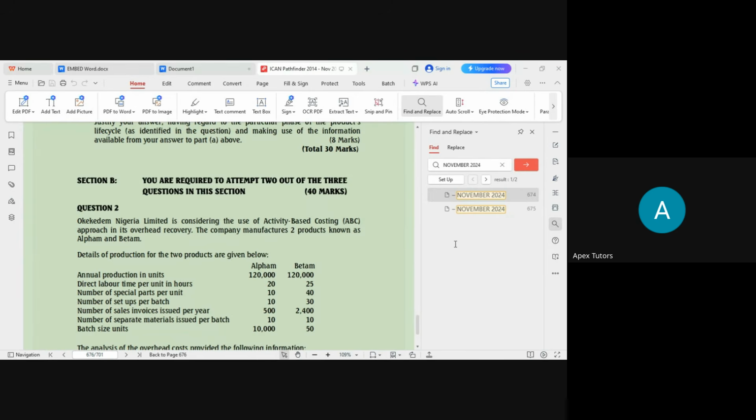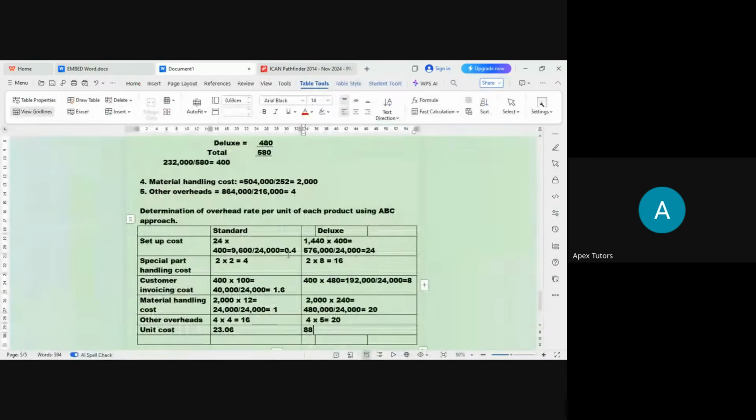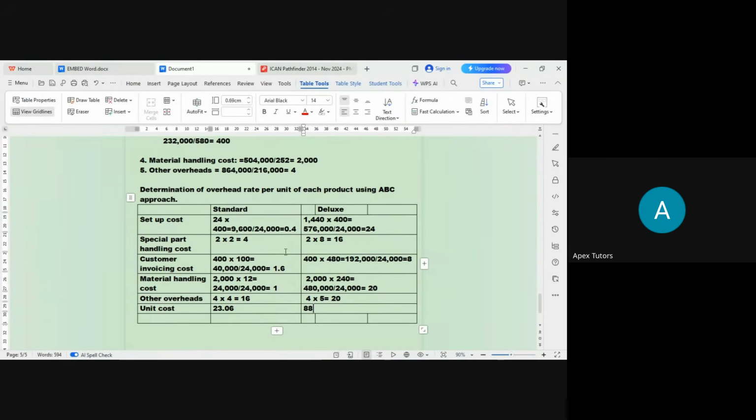Kindly show the slide of the last solution again. The slide of the last solution. Yes, this is it. I'm on it, please. Yes. Please show the C calculation. Kindly show the slide again. Please, about the unit selling price, please expatiate more on it.